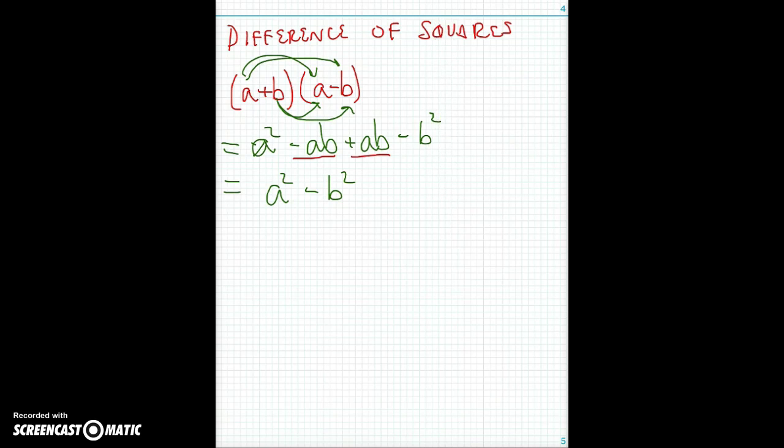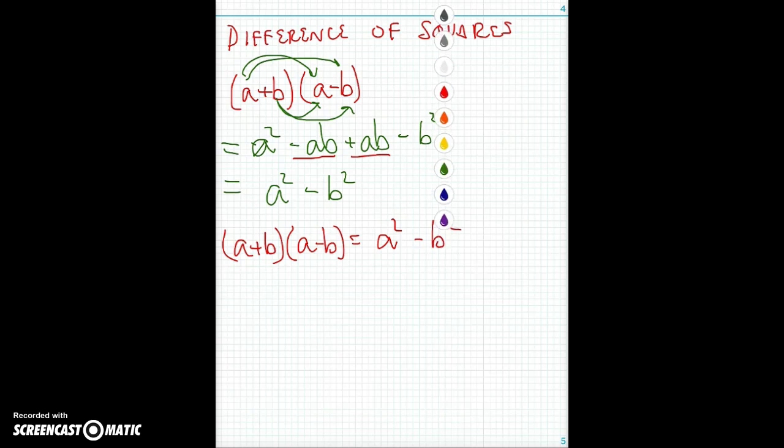So whenever we have a product that looks like a plus b times a minus b, the result is a squared minus b squared. And this is where we get the name difference of squares, because here we have a square and we are subtracting another square, so that is a difference of two squares.